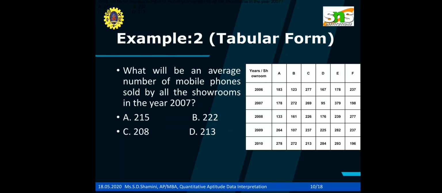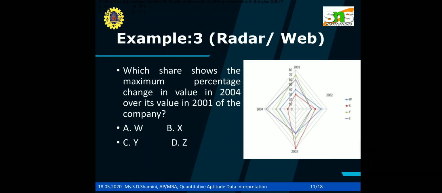Okay, so the next question is the same graph. What will be the average number of mobile phones sold by all the showrooms in the year 2007? So 2007 la evlo, and 5-6 showrooms liyo evlo average mobile phones sold, we have to find it out. For that we have to add all the numbers, that is 178, 272, 269, 98 plus 379 plus 198. இது எல்லாத்தையும் add பண்ணி you have to divide it by 6. You will get 215.66. So the round off பண்ணி இங்க இருக்கிற ஆன்சருக்கு எது நியரஸ்ட்னு பார்த்தோம்னா 215. So your answer is option A, 215.